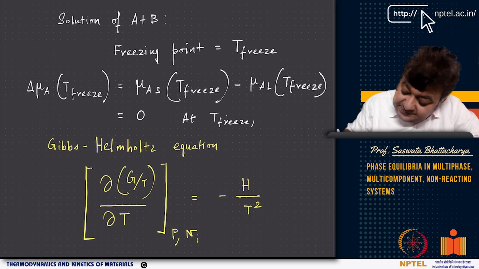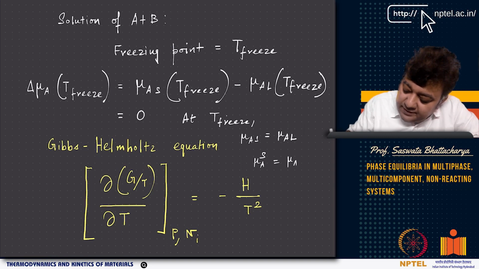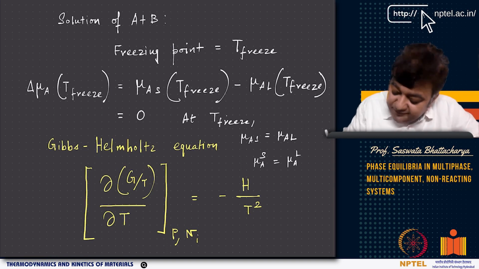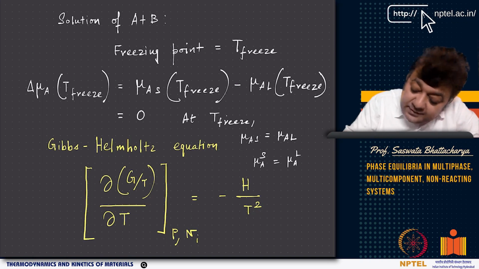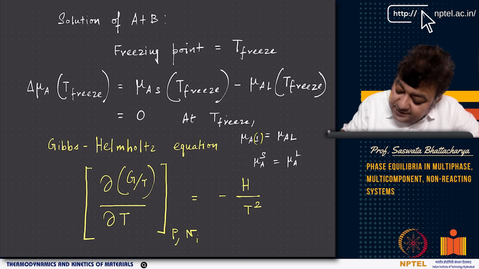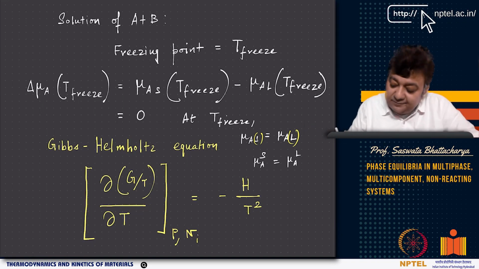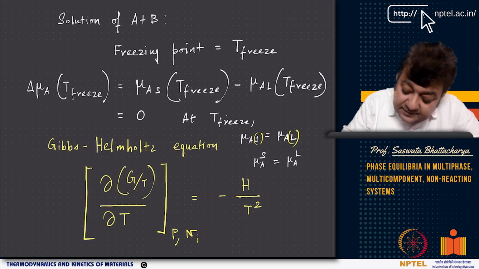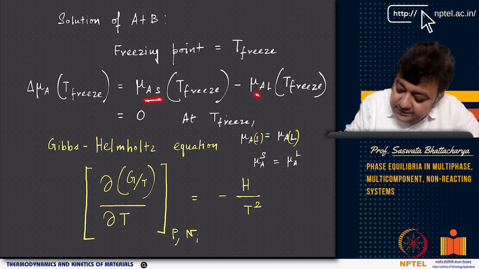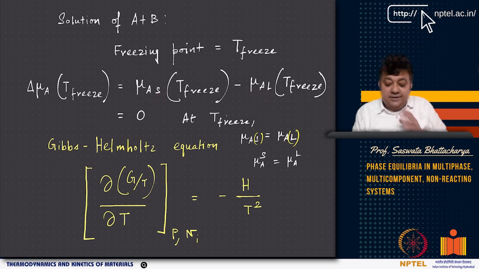So in such a case, you will have mu AS equal to mu AL. Often you would also write this way: mu A in the solid has to be equal to mu A in the liquid. Just for convenience, I have put mu AS and mu AL. Sometimes in books they also put it this way, with brackets, but I have gotten rid of the bracket and written AS here and A liquid here.